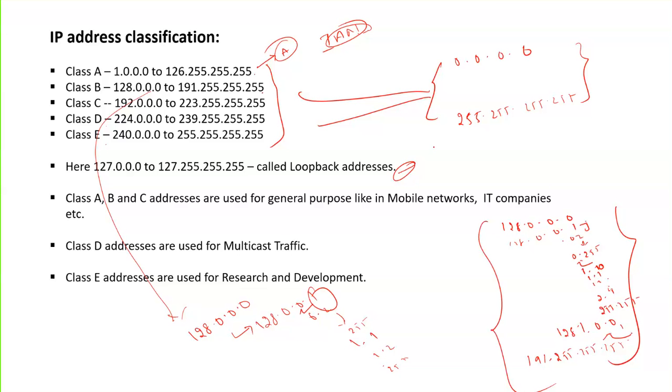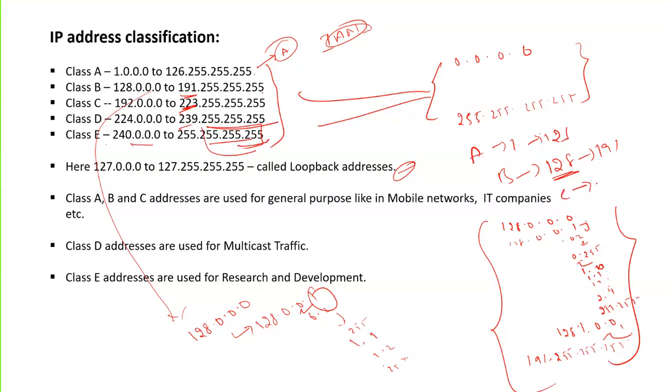So among them, they have divided them, and class A is from 1 to 126, we can say. Class B is from 128 to 191. I'm just telling the first octet only. Otherwise, by default the starting is 0 and the ending is 255 only, so that's why I'm not mentioning that.